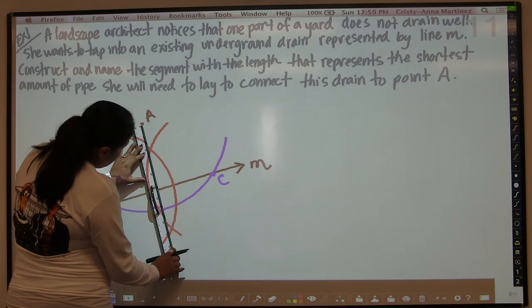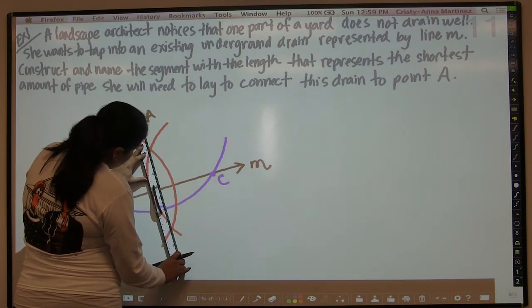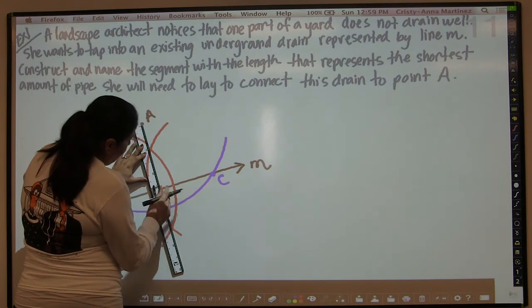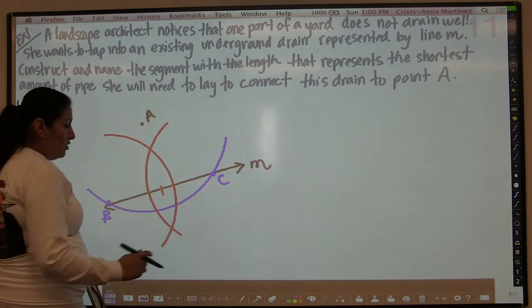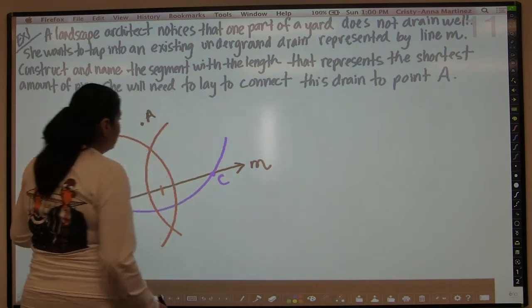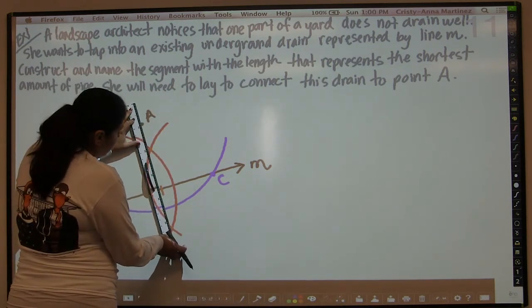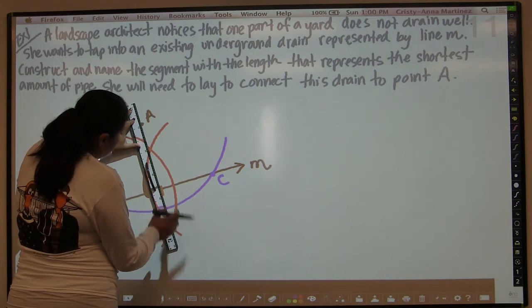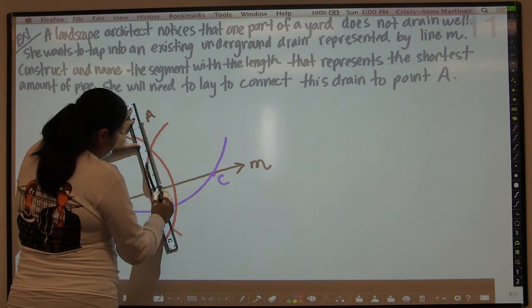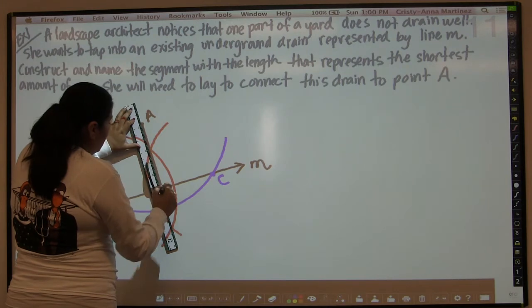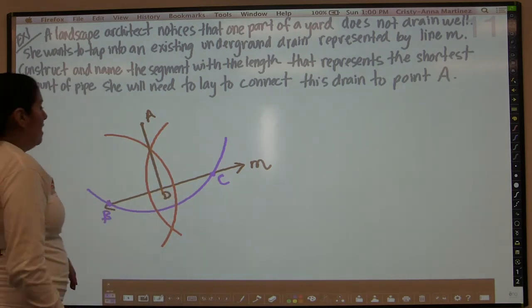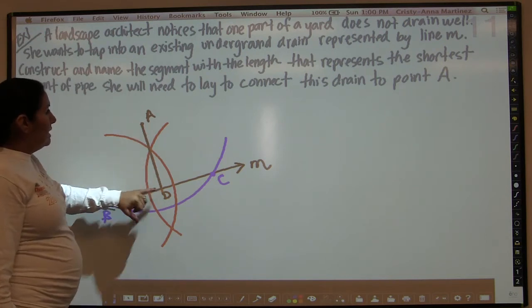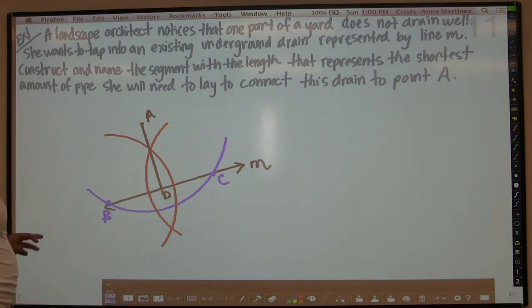We're going to line up our straight edge or a ruler, and this is the middle right here. That point is the middle between B and C. So all we have to do is connect point A to that middle, and we'll call the middle point there D. And so now my segment AD is going to be the shortest distance from point A to the drain pipe.